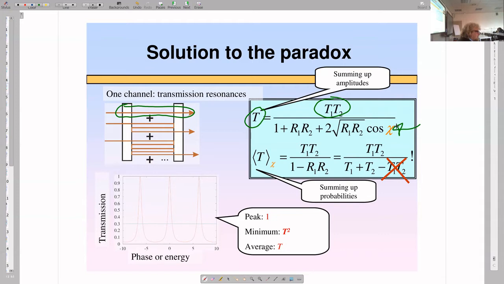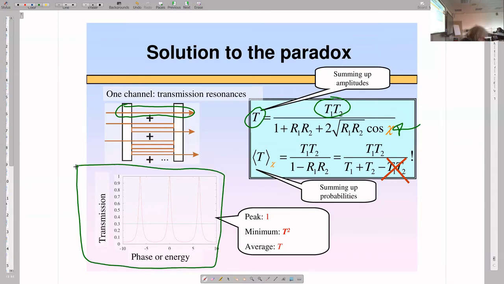Right, and the fact is that this denominator can become very close to 0 at certain values of chi, right? And this small interval of chi appears to be important because the transmission in there is very large. That is the plot.